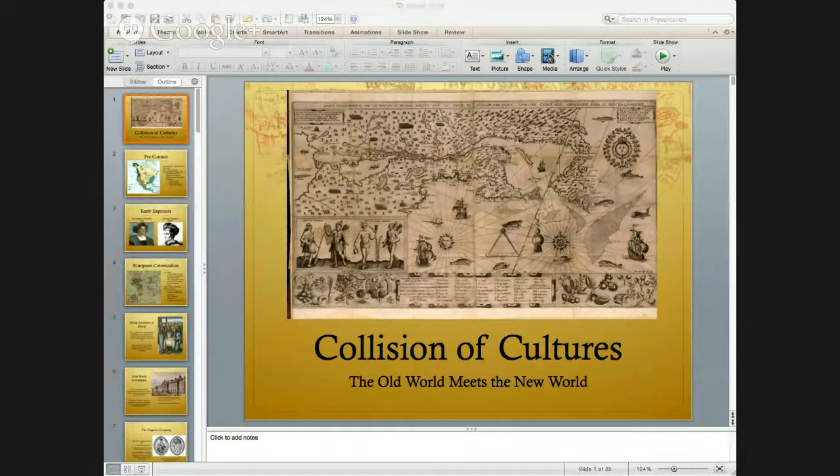So here's the PowerPoint. This is what it should look like when you have it and print it off. And so we're going to cover, this entire class covers pre-contact all the way through Reconstruction. So tonight we're going to talk about Native Americans, what was going on in America before Europeans arrived, and then what happened when Europeans decided to come this way, and why did they decide to come this way.